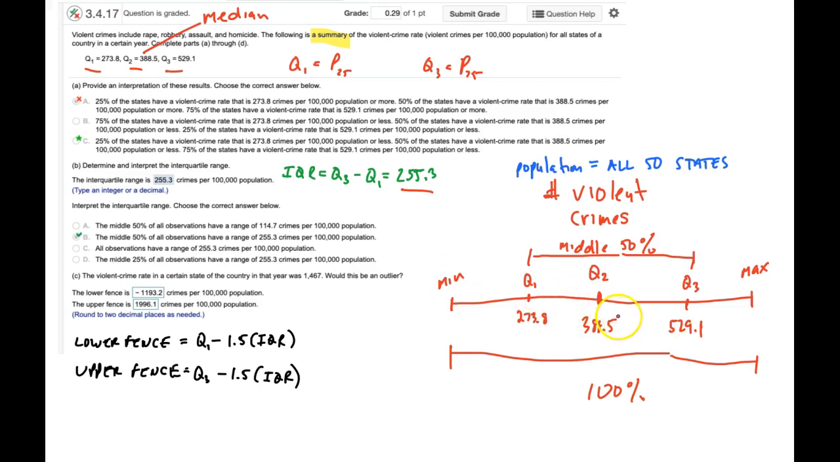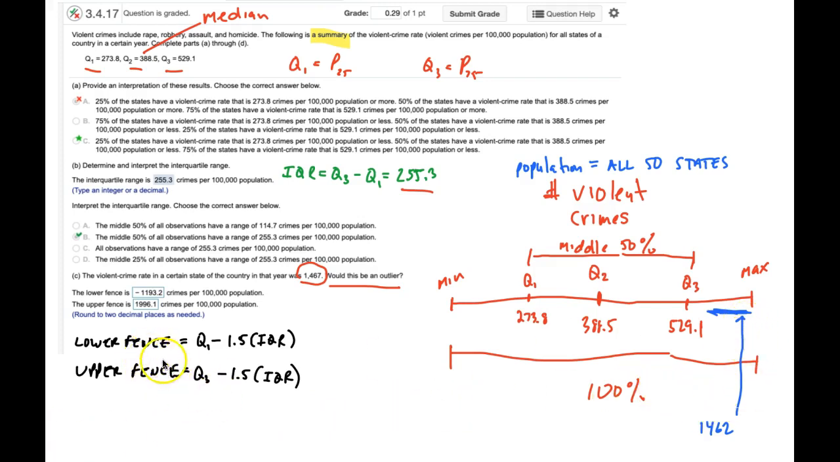The last question, which involves some hand calculation since we don't have the full data set, is: would this be an outlier? If the violent crime rate in a certain state of the country this year was 1462, is that an outlier? So 1462 would be somewhere over here. It could be the max, but it'll be somewhere on this side of the data. We have to determine a way to figure that out.